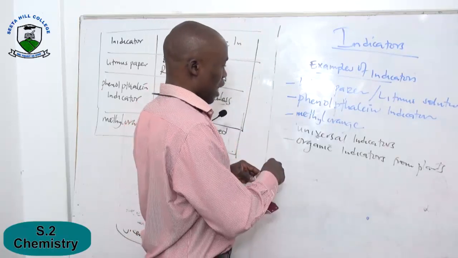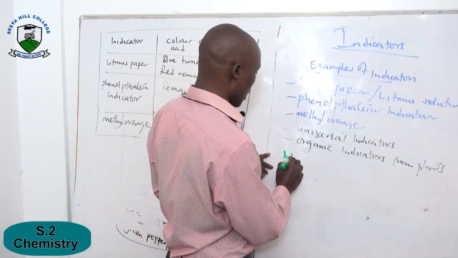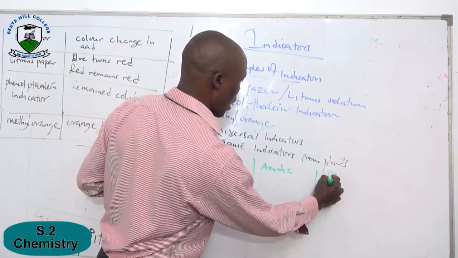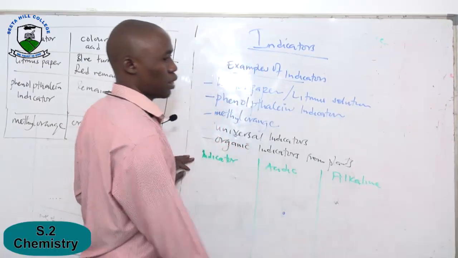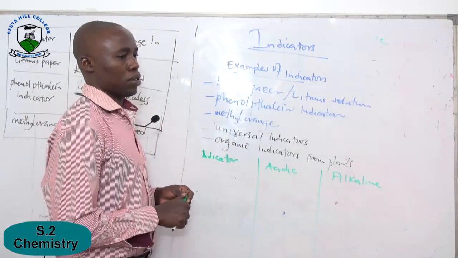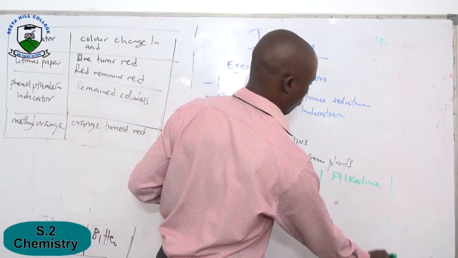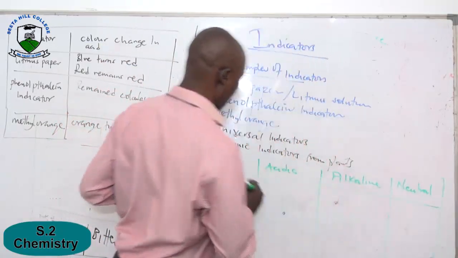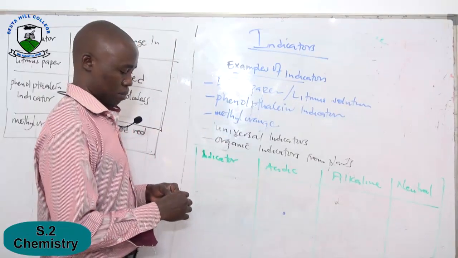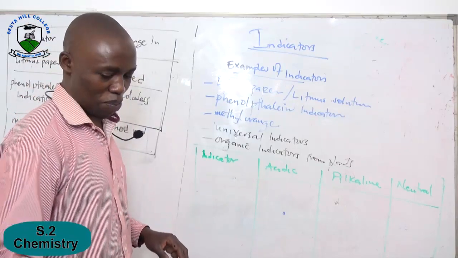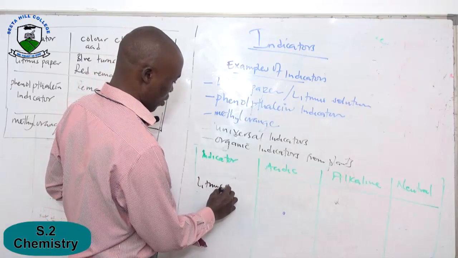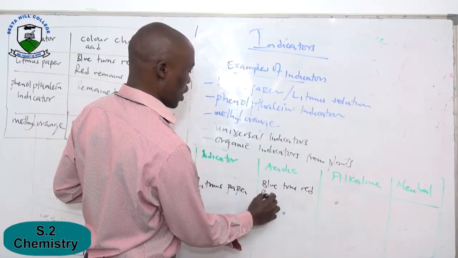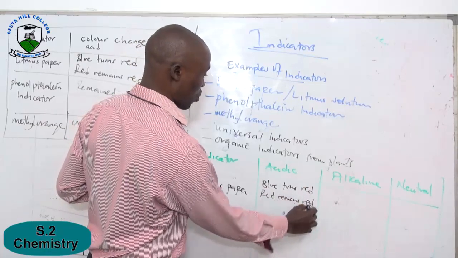Now, let us have a table here: indicator, then acidic medium, then alkaline medium, then neutral. How does a litmus paper behave in acid? The blue litmus paper turns red, not so? And red remains red. Blue turns red. Red remains red. You saw that, not so? Yes.